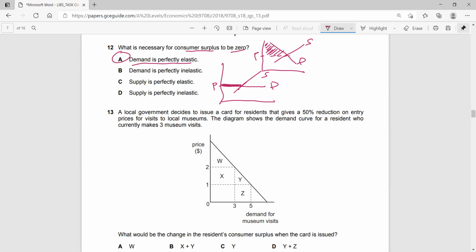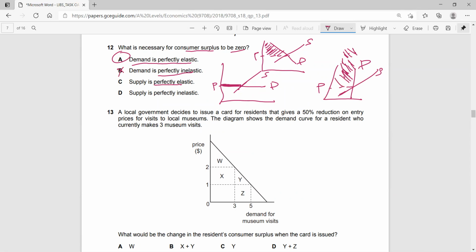And you can pick that. In a perfectly inelastic case, demand is like this. This is supply. And in this case, it's again below the demand curve but above the price level. So this would be an infinite amount of consumer surplus. It just keeps going on and on. So you can cross this out.